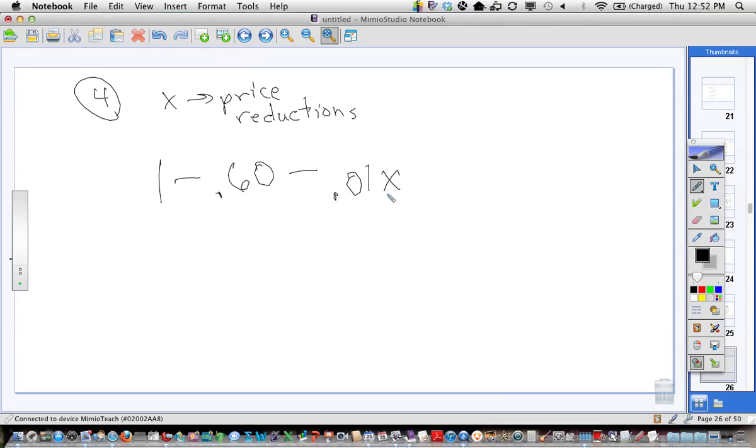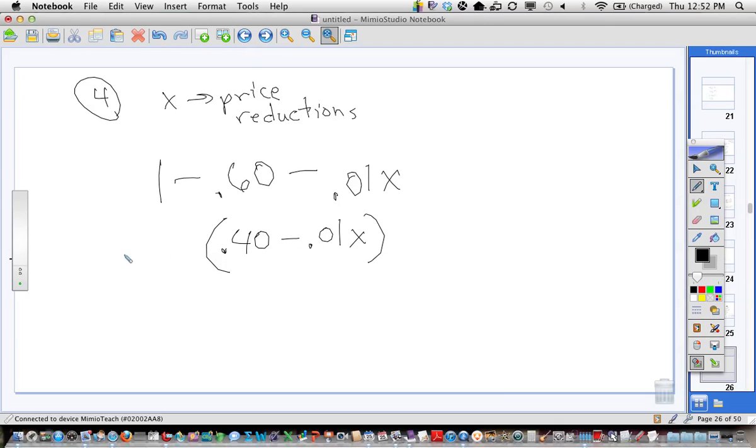Because every price reduction is going to take a penny off of what I make on that mug. So I got $1 that I'm going to have for selling the mug, minus the 60 cents it cost me, minus any price reductions that I have. Okay, so I'll simplify that real quick. So that's 40 cents minus 0.01x.